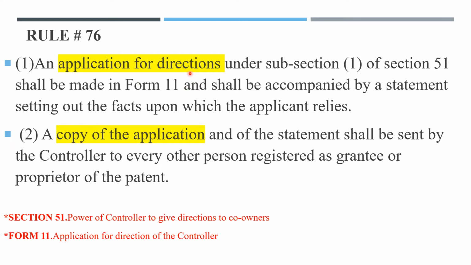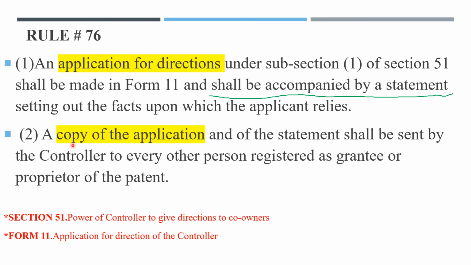Subrule 1 says, an application for directions as per section 51 subsection 1 shall be made via form 11 and it shall be accompanied by a statement, setting out the facts upon which the applicant relies. That's all. Just remember this: the application along with the statement.